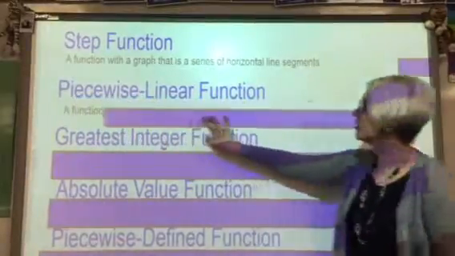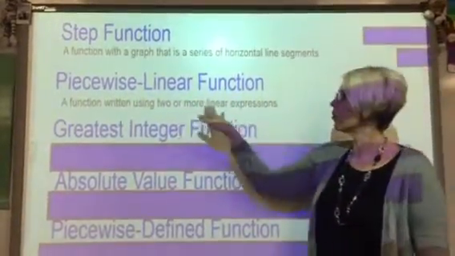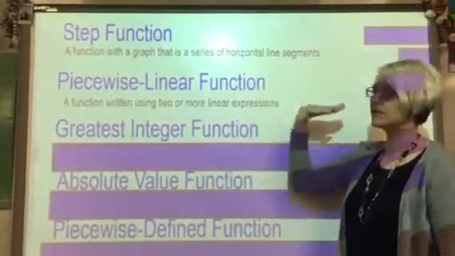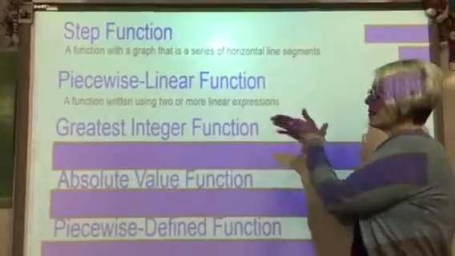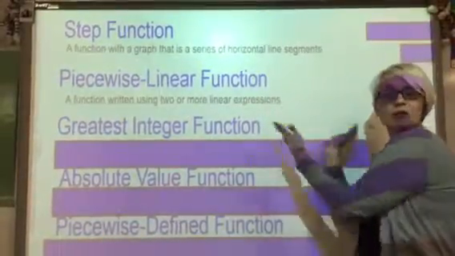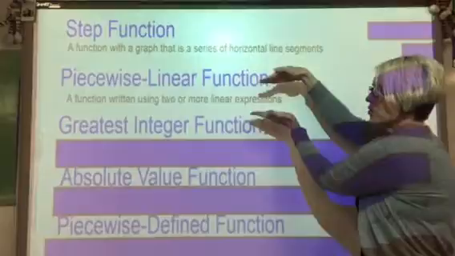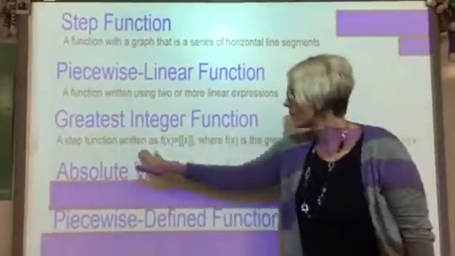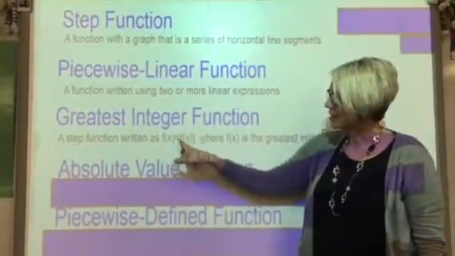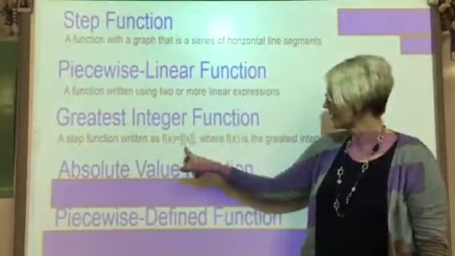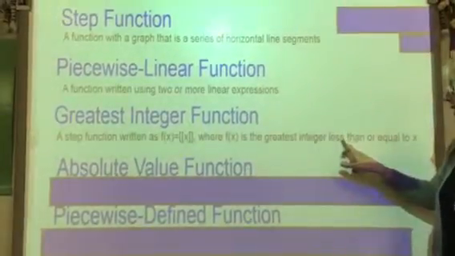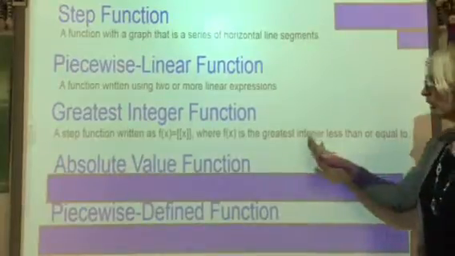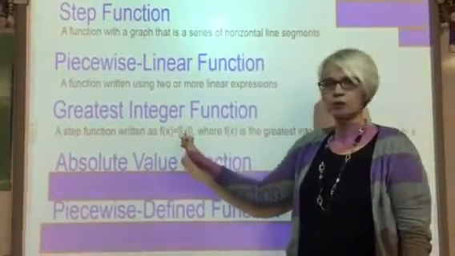A piecewise linear function is a function written using two or more linear expressions, and so you're going to have one expression that's graphed, another on the same grid. So they might be two rays, they might be two lines. It just depends on what the two expressions are. A greatest integer function is a step function written in this form, f of x equals, and it's a double bracket, x. That means f of x is the greatest integer less than or equal to x. The greatest integer that's going to be less than or equal to this value.